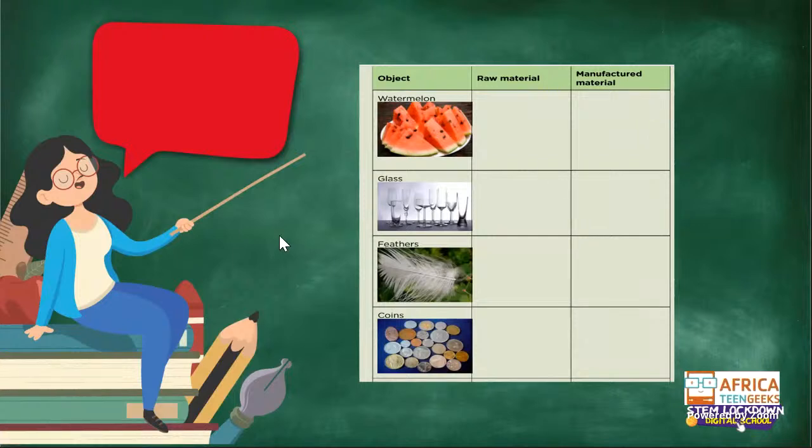So what the activity wants you to do is you go to watermelon, you only tick, you're classifying them to say, watermelon, is it raw material or is it manufactured material? And then let's start with the first one, watermelon, is it raw material or manufactured? Correct, I see that Zoe is saying that watermelon is raw. Correct. I see most of you got it right.